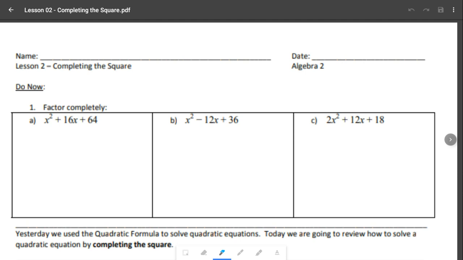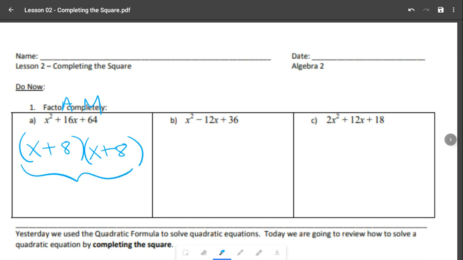You are factoring completely. All will ultimately be the AM method. However, make sure that you look for a GCF first. So for A, we have our AM method. What adds to positive 16 and multiplies to positive 64? X squared becomes x and x. And then adding and multiplying, we should be using positive 8 and positive 8.